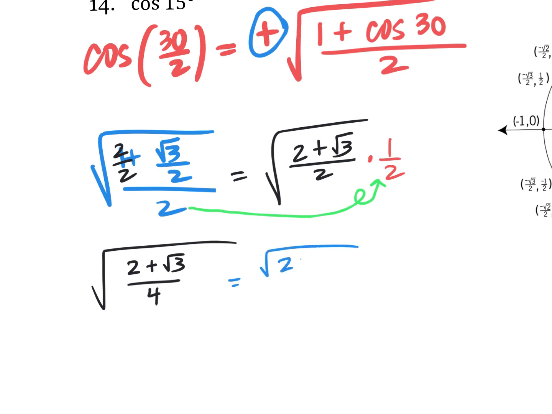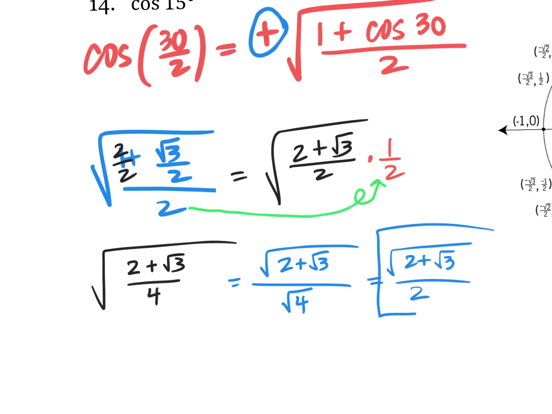Is this the same as root 2 plus root 3 over root 4? Can I break my big old root apart? Yes, I can. What is root 4? 2. Guess what? We're done. No conniption, because we've got a root in a root, but guess what? It's okay. What does that mean? A conniption is like you're going to go crazy.